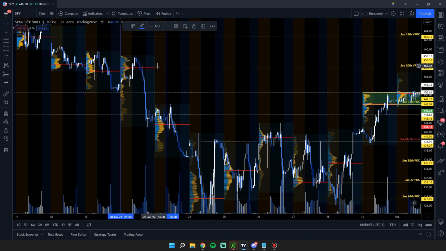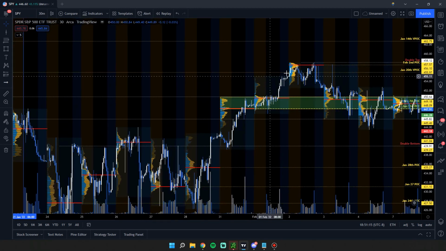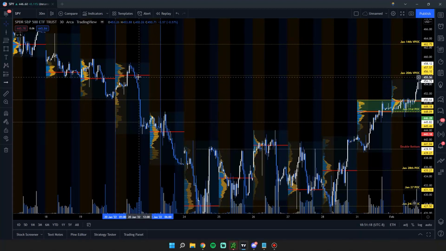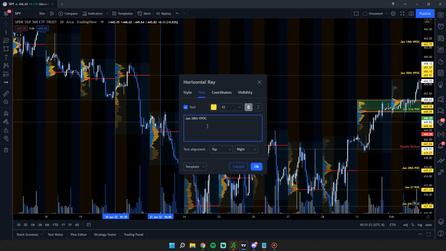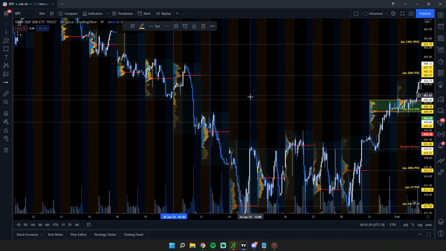So a Virgin POC, at least while it's being created, can be touched as many times as the stock wants. After hours and pre-market, it can still be touched. And again, if the stock price doesn't leave it until later the following day, it's still a Virgin point of control until it comes and touches it again. So in this case, this got touched here. When that happened, I would just double click this and change it to a POC, just like that. So now on my chart, I know this is January 20th POC.